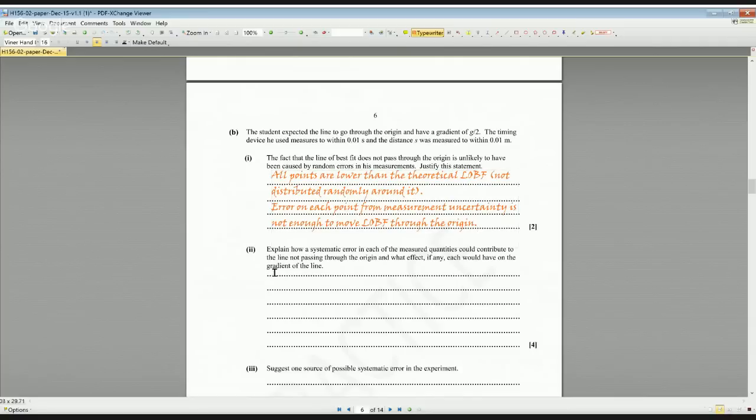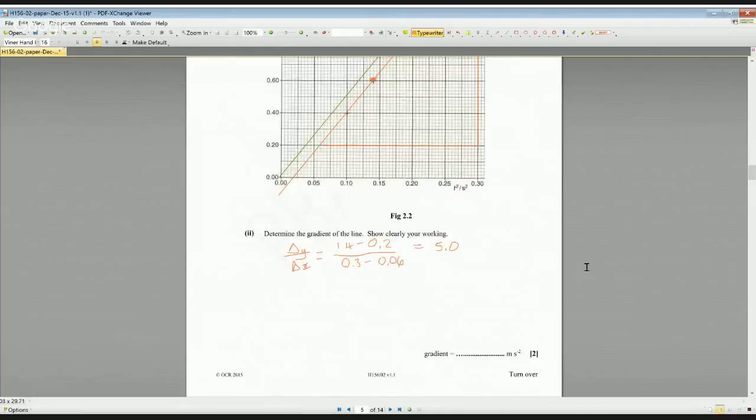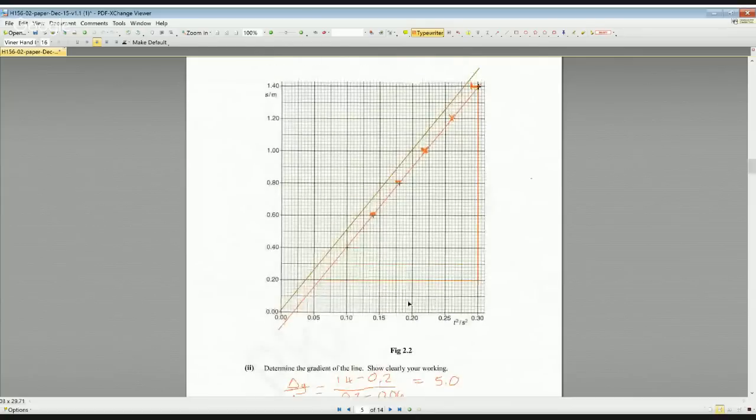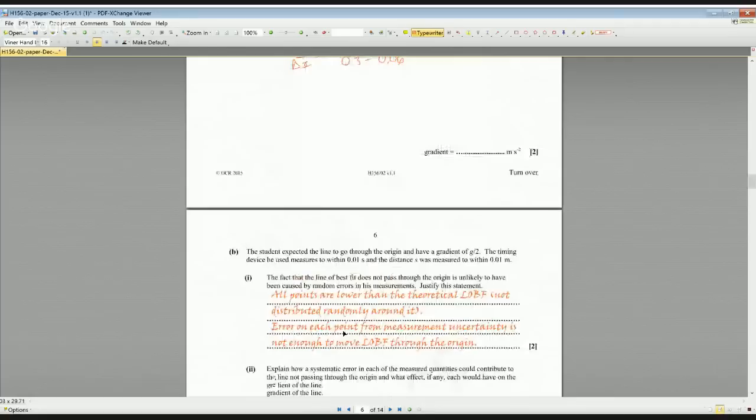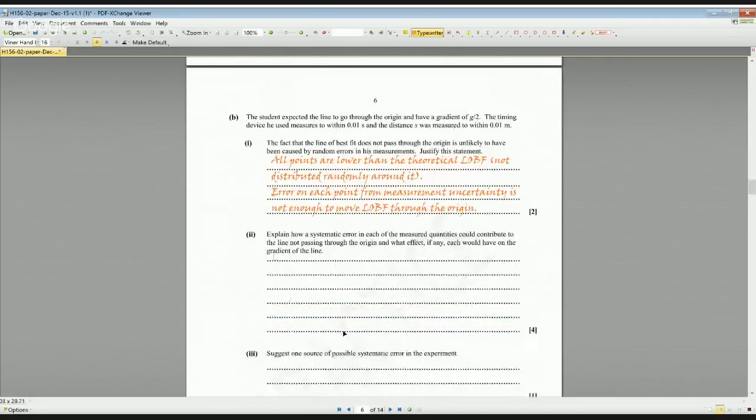Okay, and the second part, explain how a systematic error in each of the measured quantities could contribute to the line not passing through the origin, and what effect, if any, each would have on the gradient of the line. So if we look at the graph, we can see that all of the s's, all of the distances are too small. The distances should all be a little bit higher, and that would move our line of best fit up to where the green line is there, the theoretical line. So we can say that s is too small. So a larger s shifts the whole line up. Now that will not affect the gradient because every value on that line is just going to move up by the same amount.